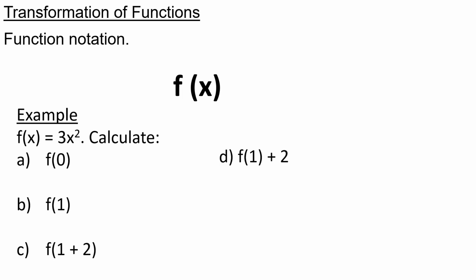In this video, we're going to learn about transformations of functions. First of all, we need to know about functional notation. Functional notation is basically a way of showing an input and an output. You can think about it like a number machine. Inside the brackets, the x, this is the input to our number machine.